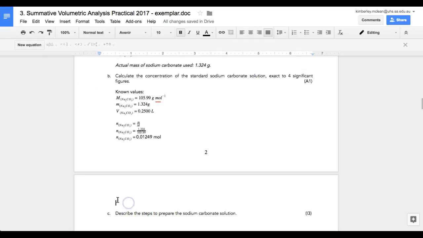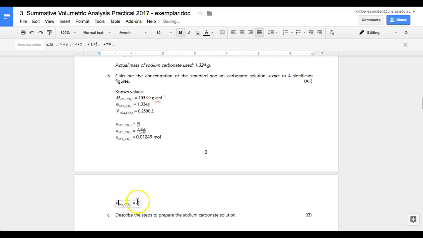Finally, I need to convert from number of moles to concentration of sodium carbonate. So I'm going to copy an equation that I can use, paste that, replace the n with a c. Concentration is equal to n over V. Copy and paste that one more time. Replace those letter symbols with their actual values. So in this case, 0.01249 over the volume, that is the volume of your volumetric flask, which was 0.2500.